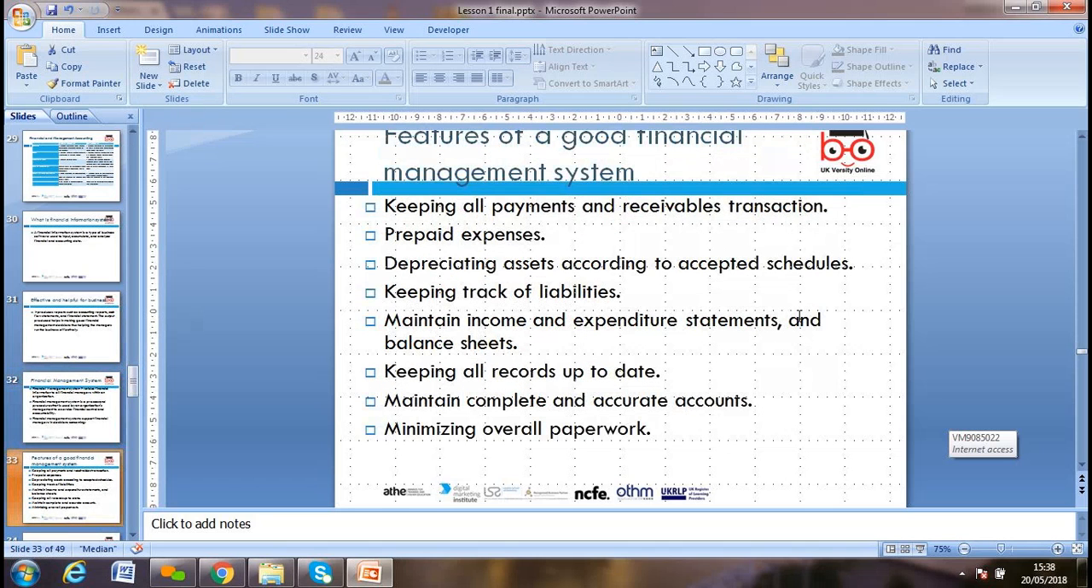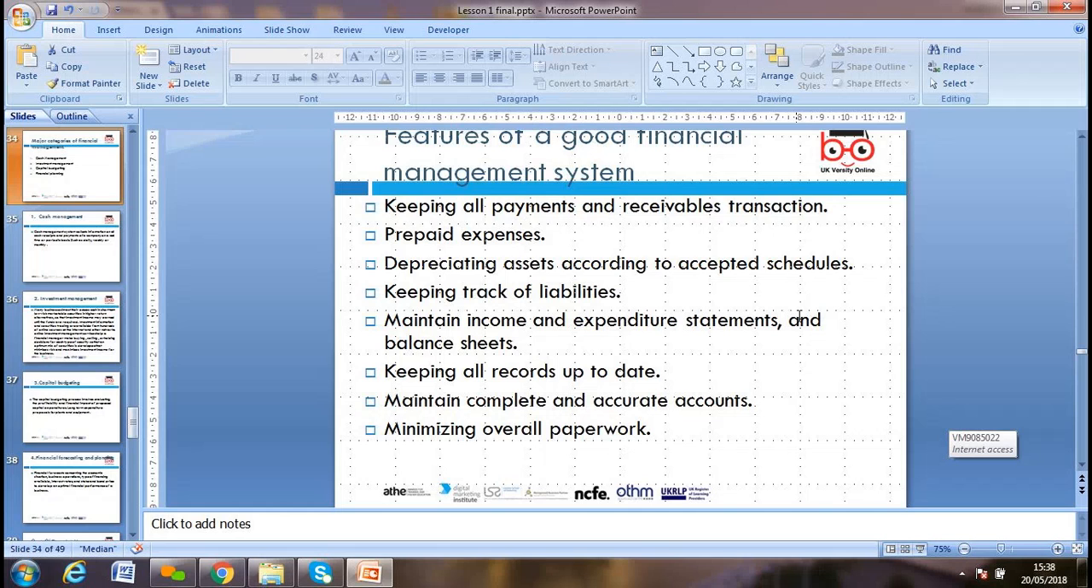Okay. Features of good financial management: keeping all the payment and receipt transactions, prepaid expenses, depreciating assets according to the acceptable schedule, keeping records of liabilities, maintaining the income and expenditure statement and the balance sheet, keeping all the records up to date and maintaining complete and accurate accounts, and minimizing the overall paperwork.